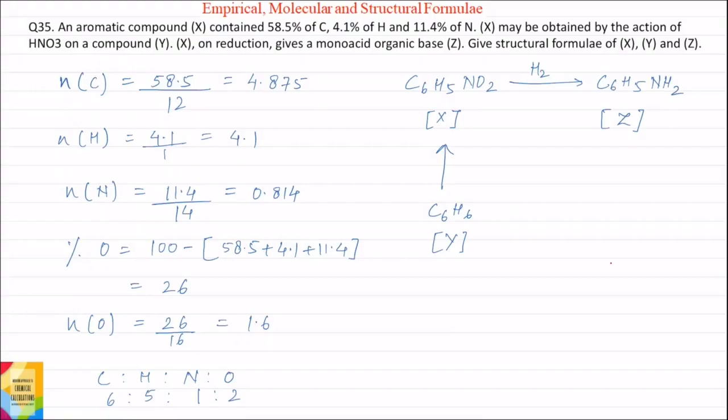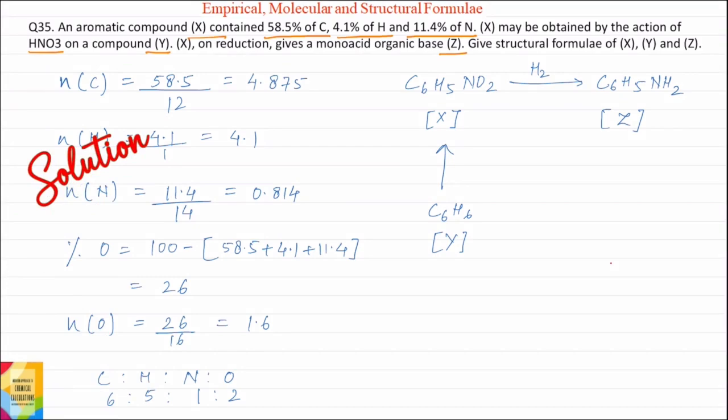Question 35. An aromatic compound X contained 58.5% of carbon, 4.1% of hydrogen and 11.4% of nitrogen. X may be obtained by the action of HNO3 on a compound Y. X on reduction gives a monoacid organic base Z. Give structural formula of X, Y and Z.